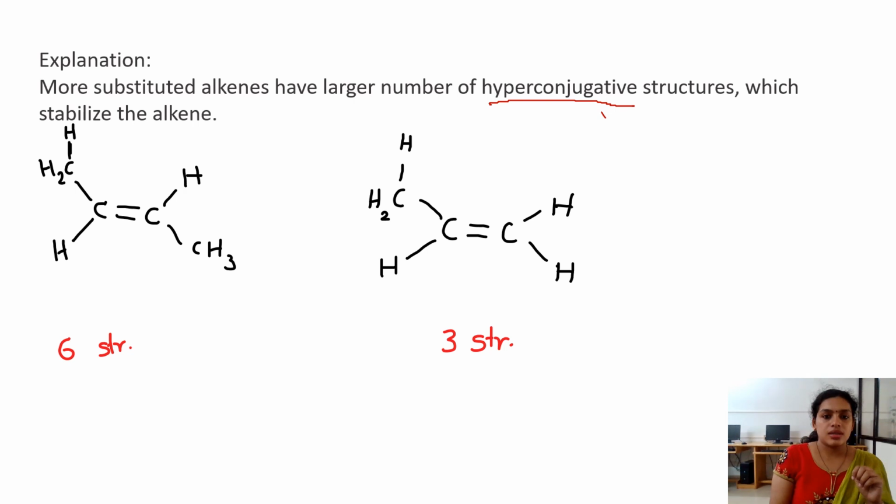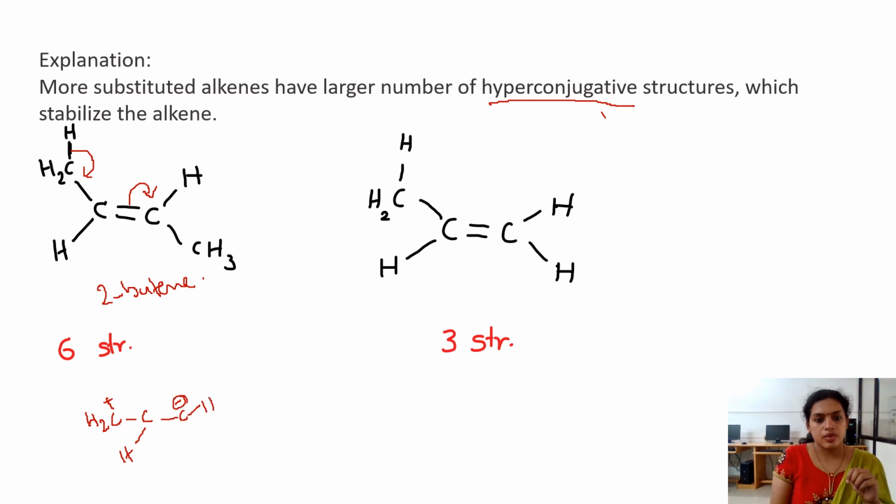Here, let's look: this is 2-butene. Here, I'll write only the first hyperconjugative structure. Okay, to give you CH2 plus, CH, single bond, C minus H, CH3. Okay, this is one structure, and from here there are 2 more hydrogens which can perform this one. So 3 from this side and 3 from this side. So altogether there are 6 hyperconjugative structures.